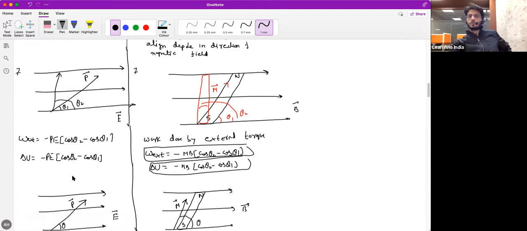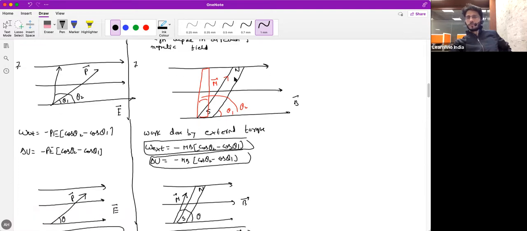A similar thing you can do for a bar magnet. If you place a bar magnet in a magnetic field and rotate it from an angle theta 1 to an angle theta 2, then the work done by the external torque would be minus MB (cos theta 2 minus cos theta 1). And this is your change in potential energy.